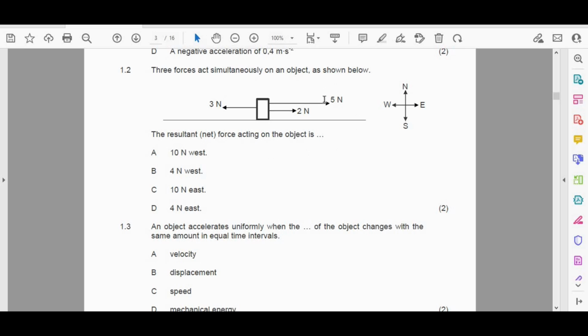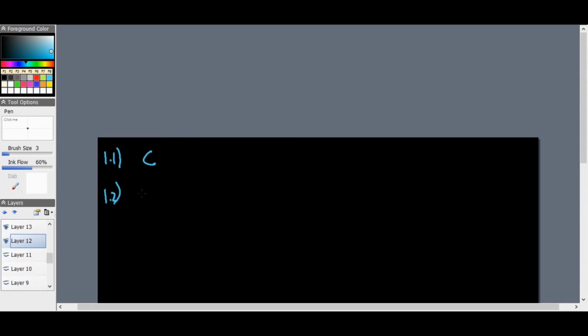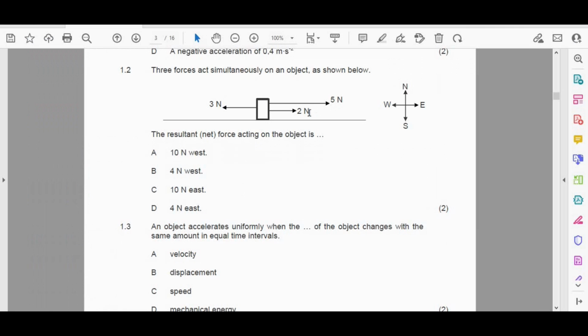Our positive forces, 5 and 2, give us 7, so that's greater than 3. So our answer can't be 10 newtons west. That's wrong. It can't be 10 newtons east. That's also wrong. 4 newtons west? Our answer was positive, so it can't be west. West is going to the left and it's negative. So it must be option D, 4 newtons east. How do we get that? 5 plus 2 is 7, minus the force going in the opposite direction. So 7 minus 3 gives us 4 newtons east. That should be quite intuitive to understand.